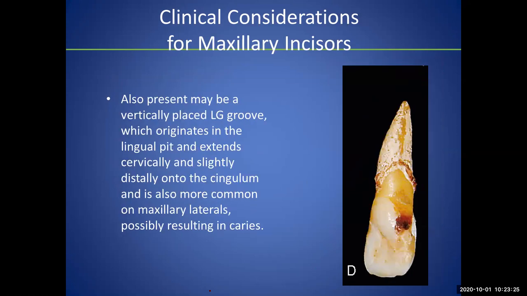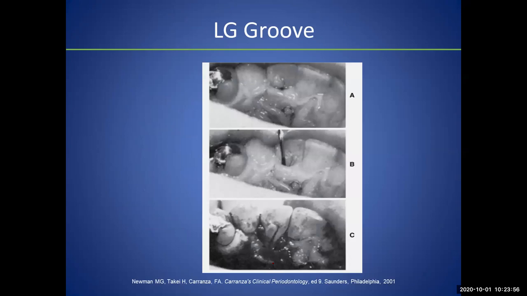Also present may be a vertically placed lingual groove, okay, that originates in the lingual pit and extends cervically and slightly distally onto the cingulum and is more common on the laterals. This is decay here. There was a groove here, okay, the gum line was here, so that groove resulted in tooth decay. Lingual gingival grooves. This just looks like a little pit. You place the probe, this is the curve of the probe. Goes all the way down.